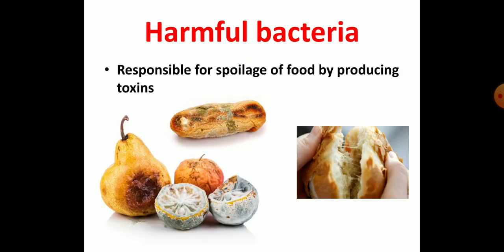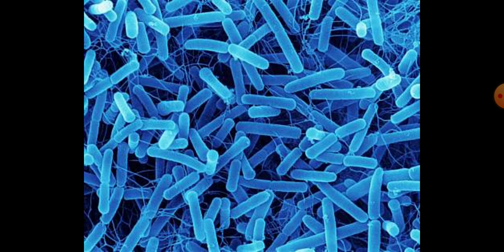Bacteria are also responsible for spoilage of food by producing toxin. So it causes food poisoning. So today in this video we learnt about the bacteria. In the next video we will discuss different forms of microorganisms.